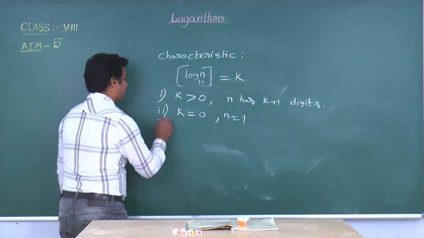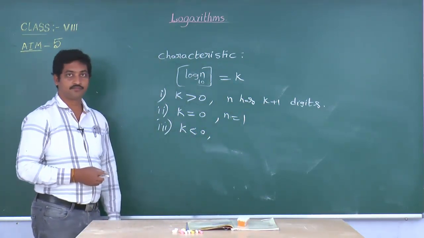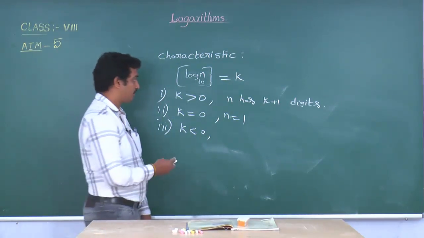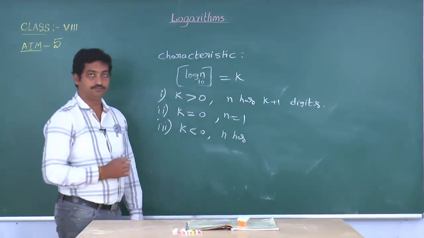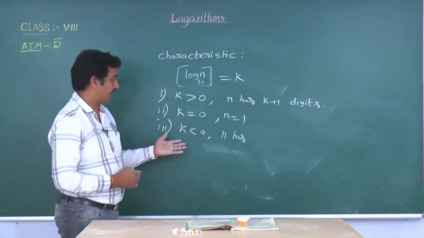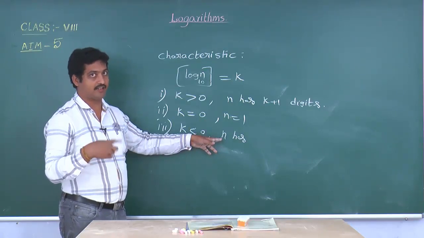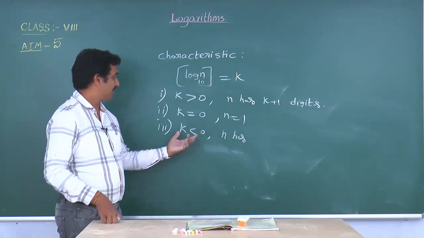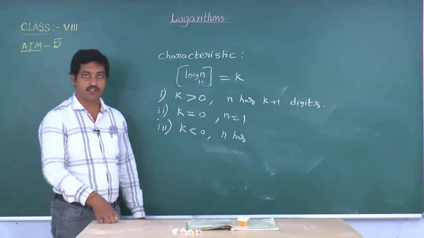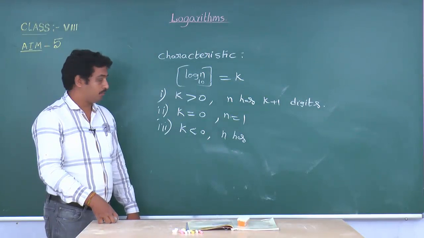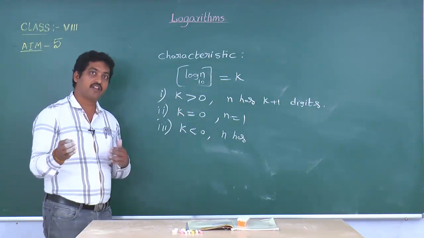Third case: if k is less than 0, what do you say? N has how many zeros? N is greater than 0 and less than 1. Since k is strictly less than 0, k is a negative integer, and n lies between 0 and 1 only. Now, my question is, how many zeros does it have in between the decimal point and the first significant number?